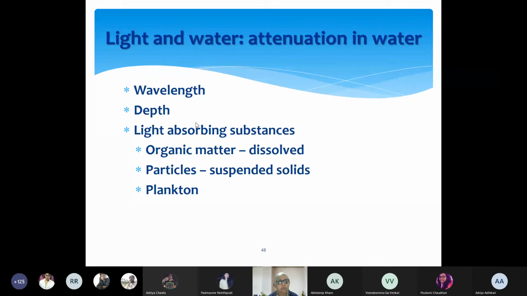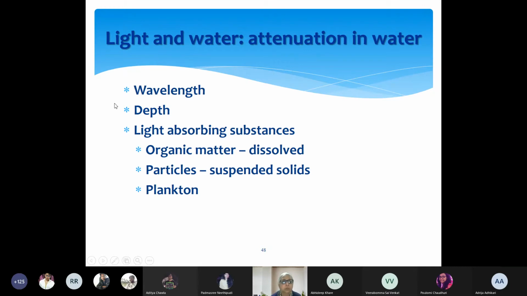So I think I've covered two of these points, depth and light absorbing substances. Now the light absorbing substances can be dissolved substances, they can be suspended solids, and they can be plankton. Plankton are suspended solids. Plankton are algae cells, diatoms. All these are examples of living organisms which are measured in terms of suspended solids. So these are all the things that are present in the water that will absorb light.